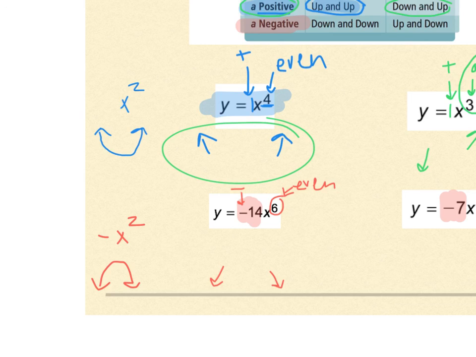It would look like an M? I'm just saying, we don't know what this part in the middle would be, but we do know what the end behavior is going to be.